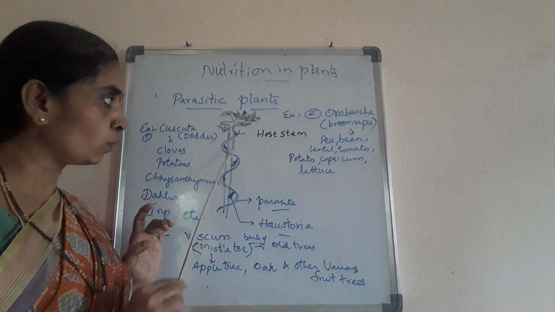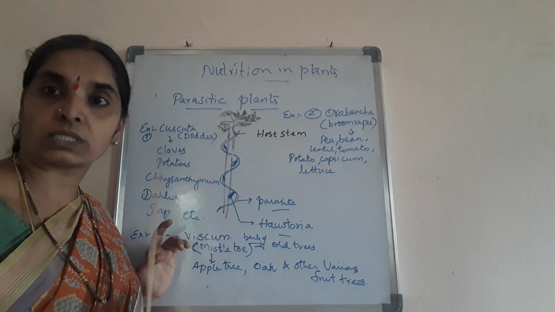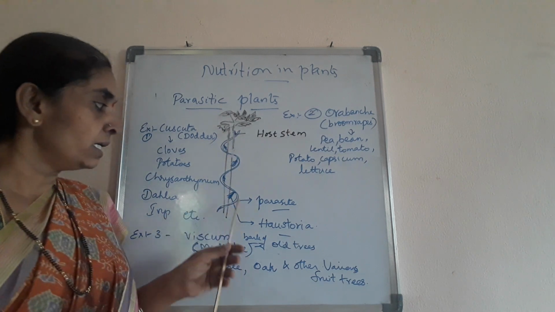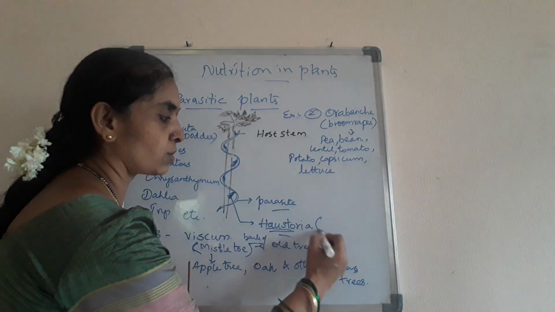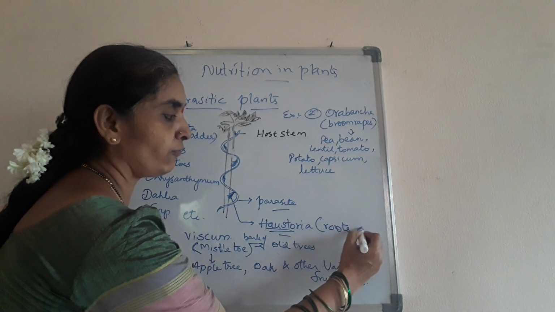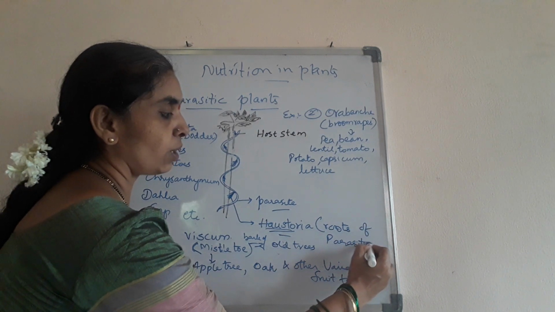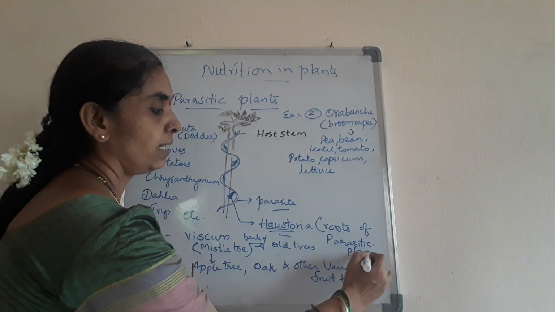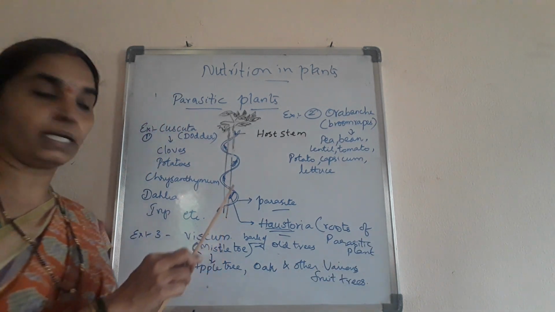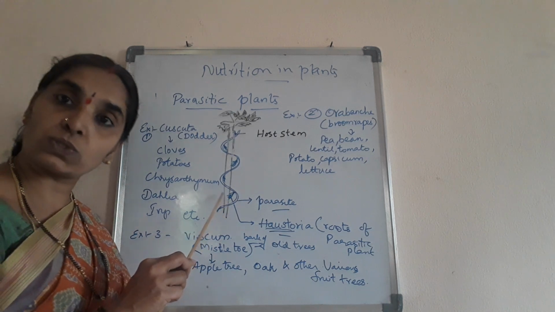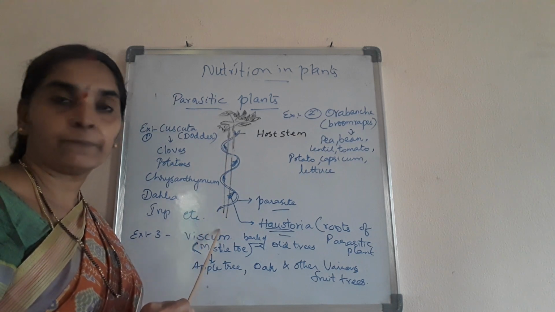It has the roots which penetrate into the deeper layers of the tissues of the host plant. These roots are called haustoria. These haustoria are the roots of the parasitic plant. So these roots penetrate into the deeper layers of the tissues of the host plant and take the food from the host plant. Is it clear, children?